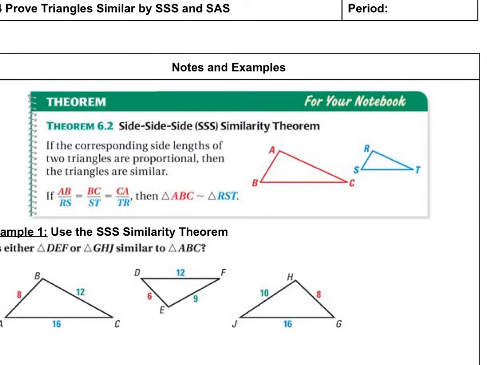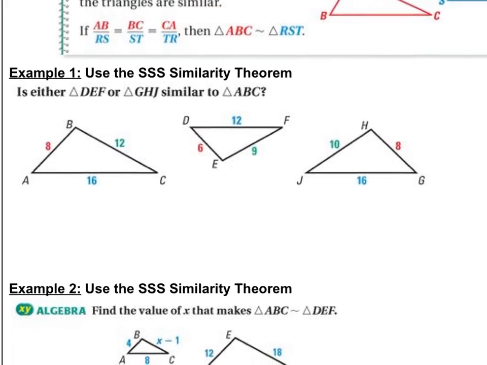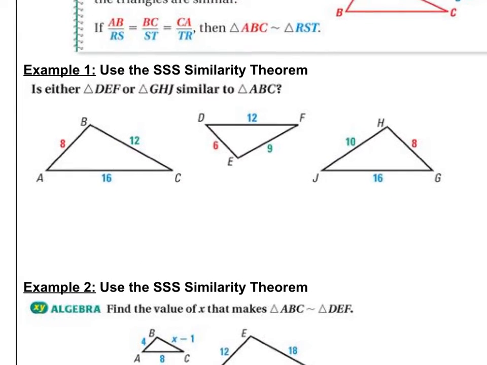Side-side-side for similarity is just a little different. Before, if the three sides were all congruent, then the triangles were congruent. This time, if they are proportional, then they are similar. So basically, what we've been doing so far is that as long as the sides are proportional, then the angles will also be congruent. So let's take a look at example number 1. We want to use the SSS similarity theorem and determine which two triangles are similar.